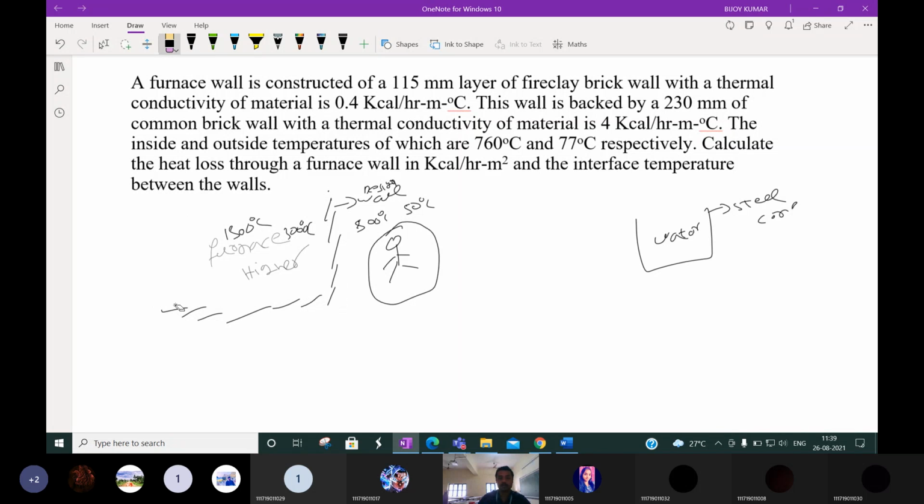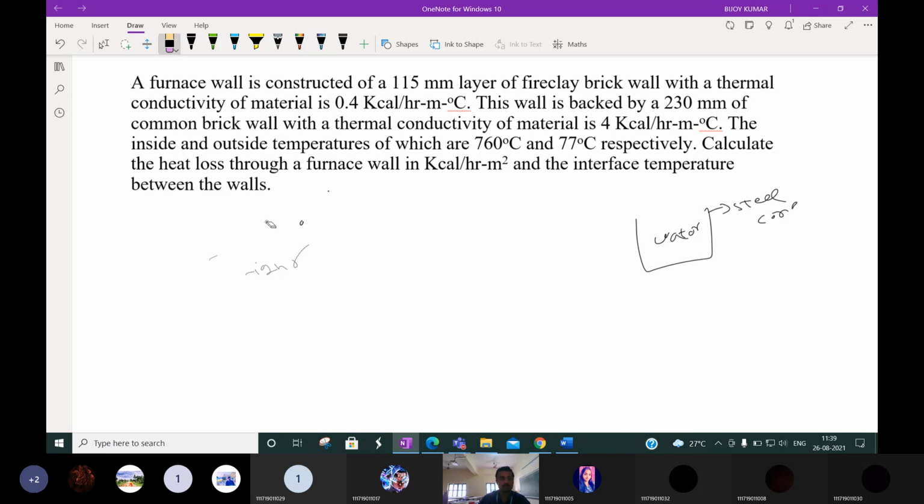So read this question. This question is of a similar type to the concept I explained. Okay, so let me draw the diagram.